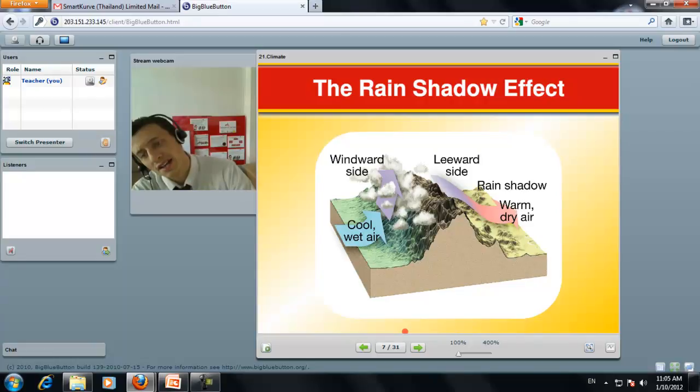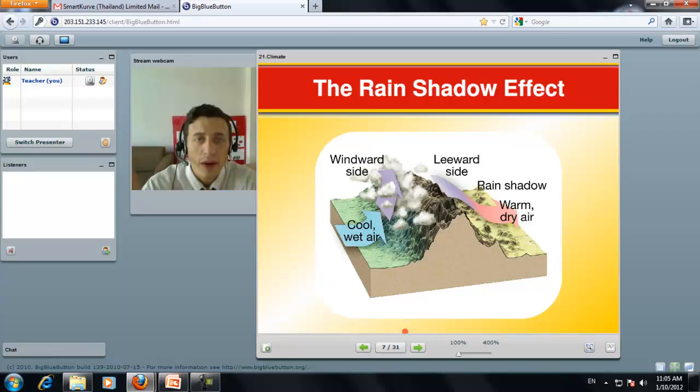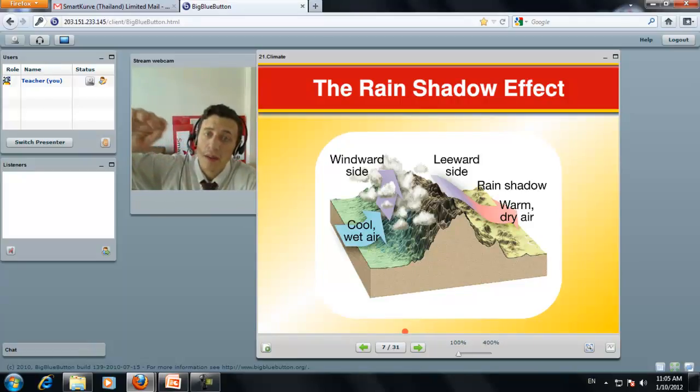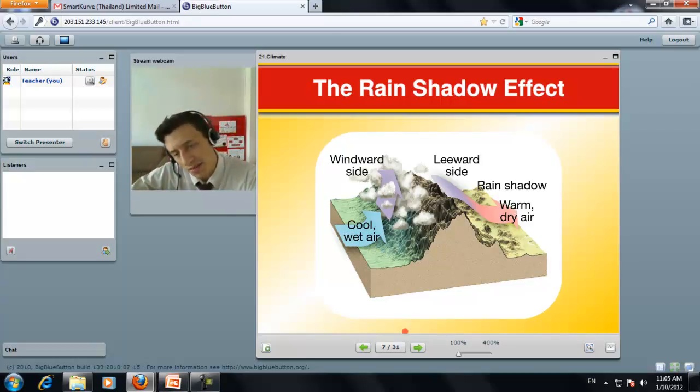As that air rises and comes over the mountains, well, all of that water vapor has already condensed and fallen as rain. So when that air comes over the mountains, it's very dry. There's no water vapor left in the air. So as it comes down the mountains, it becomes warmer and warmer, so that air on the other side of the mountain, on the right side, is going to be very warm and dry.